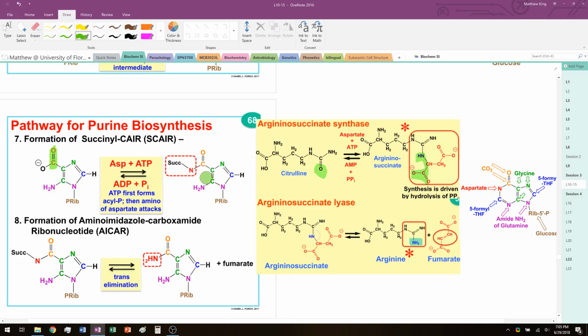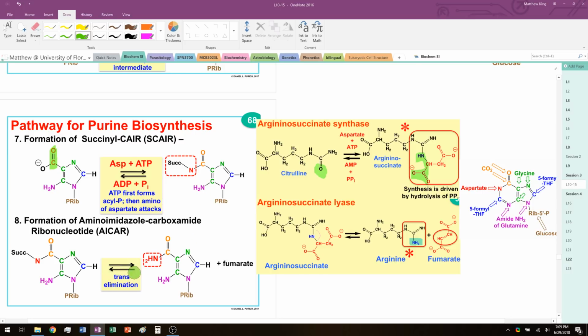So now step 8 basically says, okay, now we tagged this big aspartate molecule on. How do we get it off? Because we are interested in keeping this nitrogen right here, but we don't care about the rest of succinate, or the rest of aspartate, basically. So how do we get rid of it?